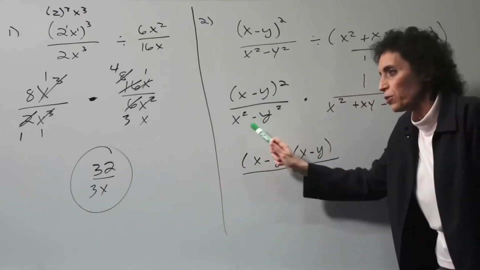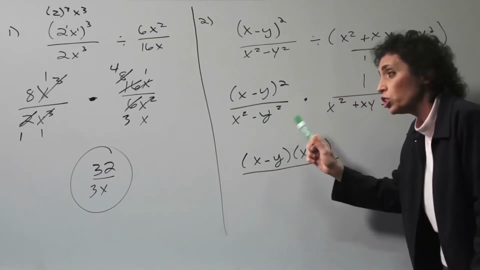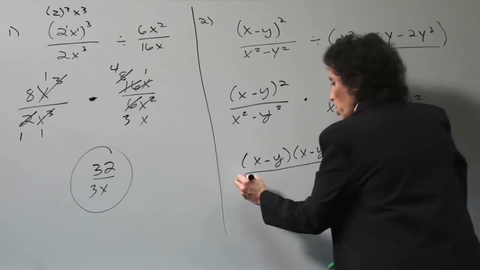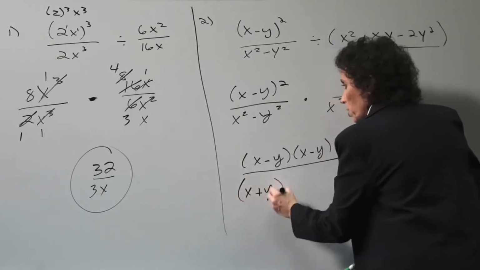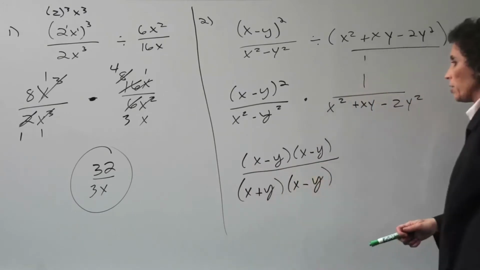Okay, this is the difference of two squares. No GCF. Don't forget to look for the GCF. No GCF. Okay, so here we go. X plus y, x minus y. X squared is x and x, and y squared is y and y, different signs.